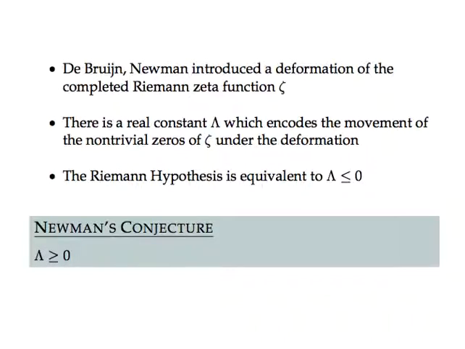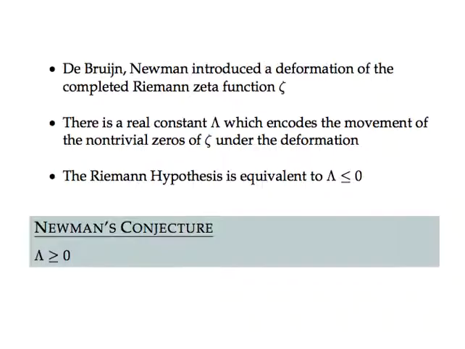De Bruijn and Newman introduced a deformation of the completed Riemann zeta function and proved that there is a real constant lambda which encodes the movement of the non-trivial zeros of zeta under the deformation. The Riemann hypothesis is equivalent to the assertion that lambda is less than or equal to 0.